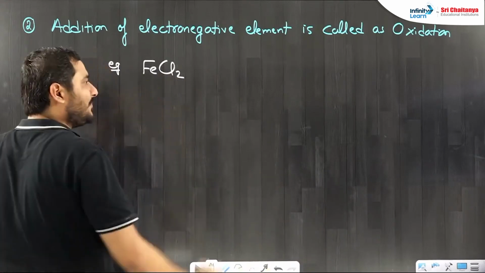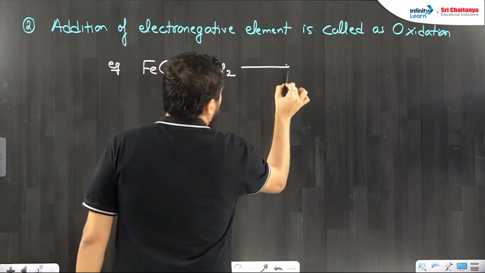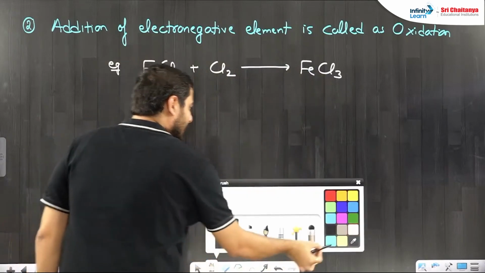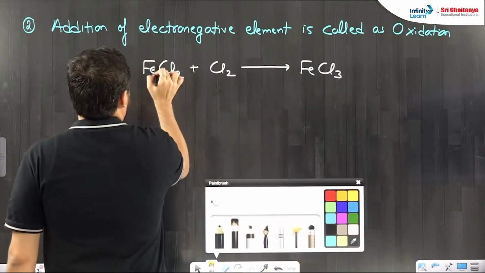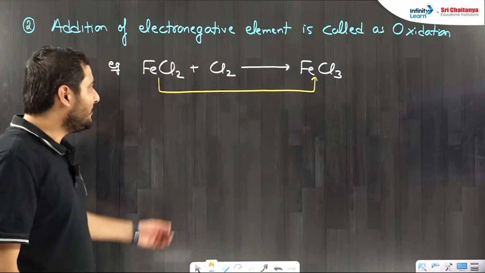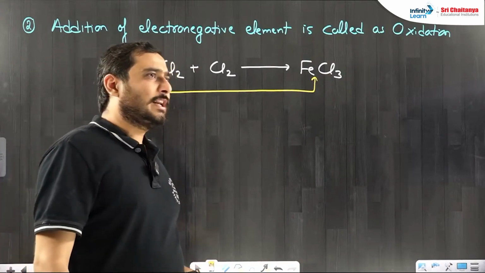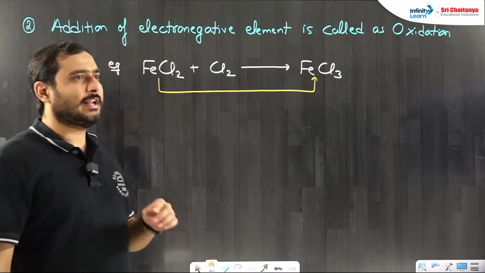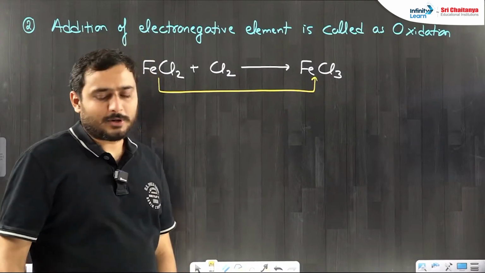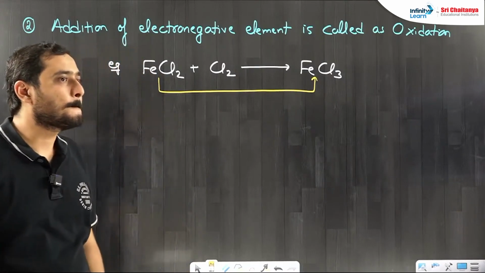So if we take an example, FeCl2, it is ferrous chloride. Now Cl2, chlorine, is added and it is converted to ferric chloride, FeCl3. Now which element is added here? Chlorine is added. Now you have to tell me, is chlorine an electropositive element or an electronegative element?